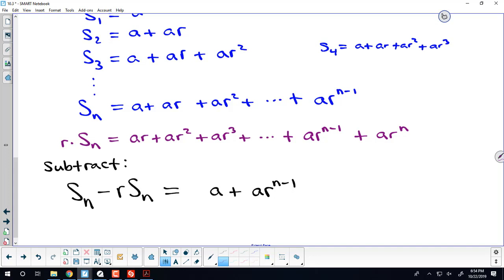Right? It's kind of hiding there. This came from this term here that we didn't write out. Yes. So again, when we subtract those two on the right-hand side, what do we get? A plus ar to the n. Yeah, to the nth, not to the n minus 1. Minus. Oh yeah, minus. Yep, so we're subtracting those.